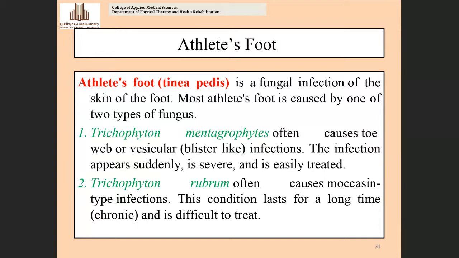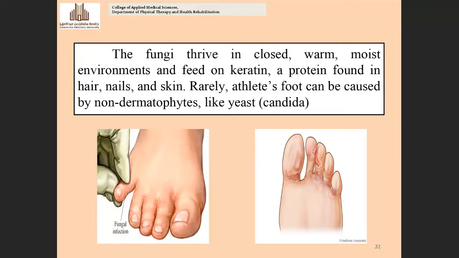So the first one comes very fast, but you can treat it very easily. The second one causes moccasin-type infections. This condition lasts for a long time and is difficult to treat. Just try to understand the names of these fungi.